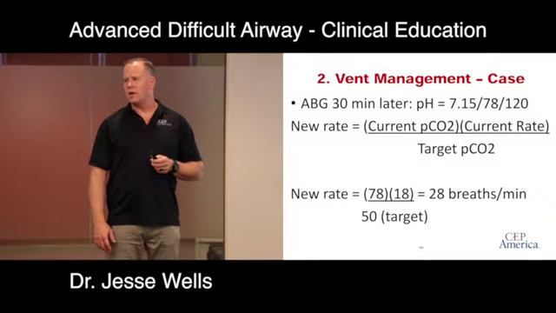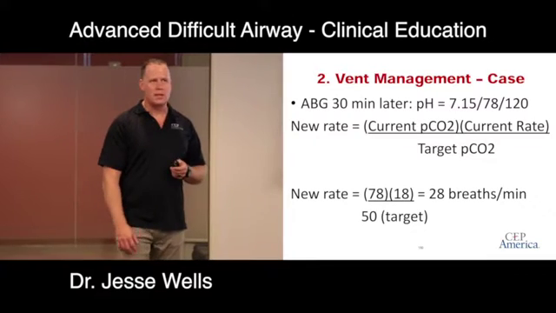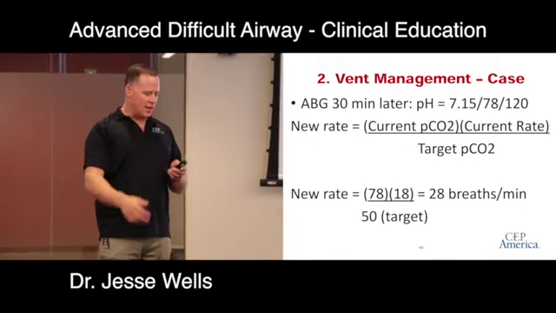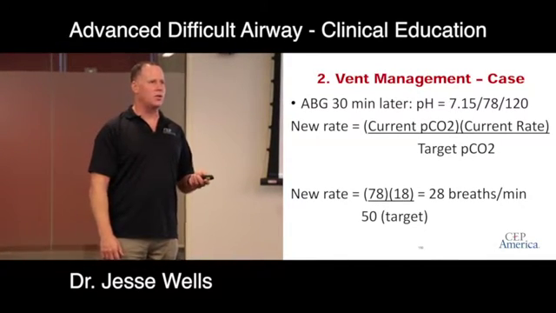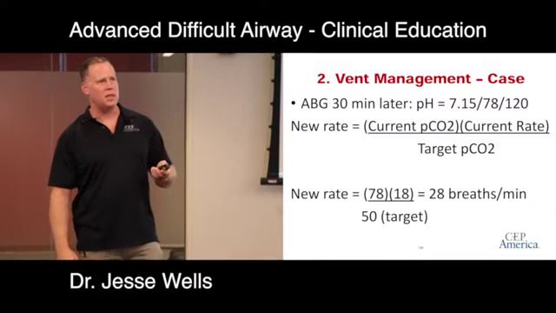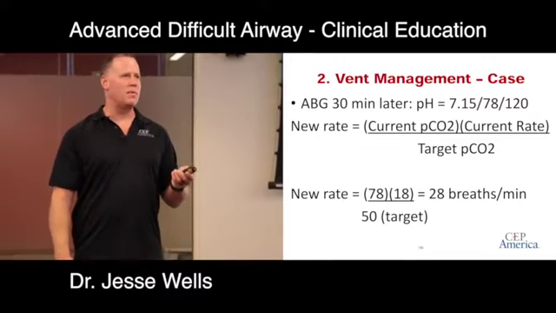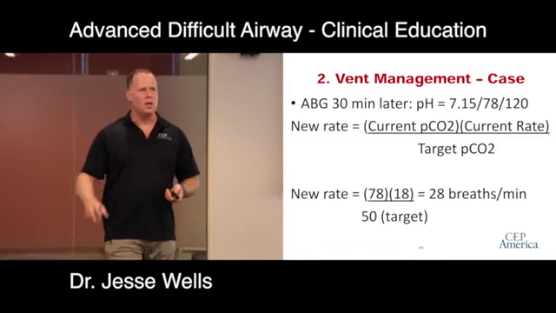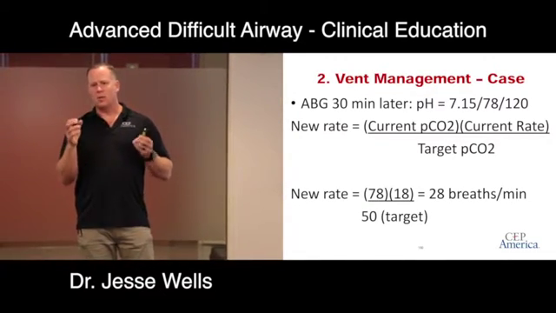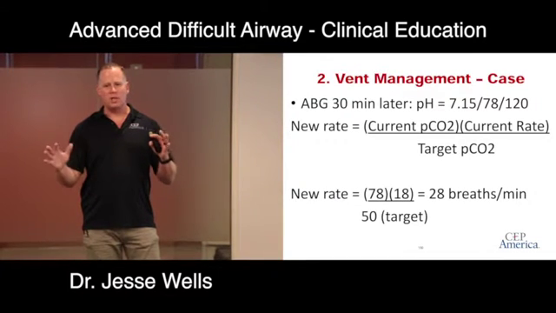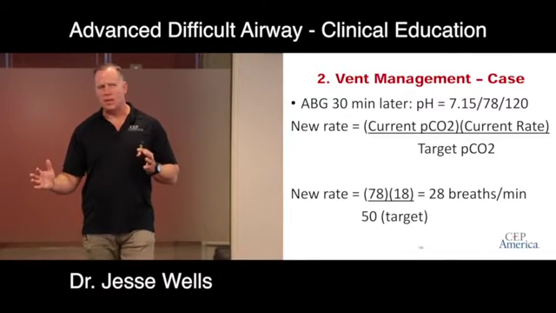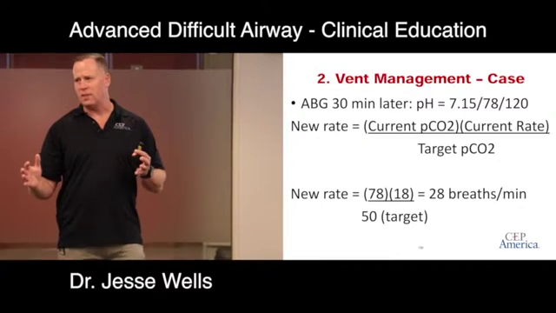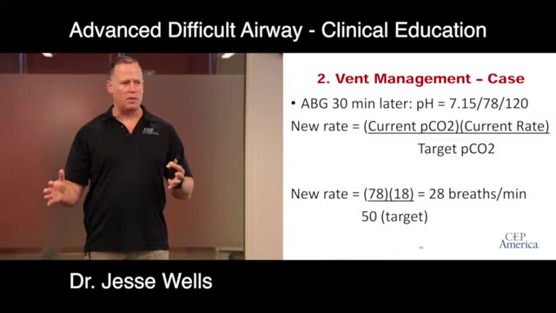35? Well, that's pretty aggressive. How about 50, 40, something like that. So you put that number in, do the calculation, and that gives you your new rate. So 78 times 18 divided by 50 gives us a new rate of 28. We could turn the vent up to 28 with that tidal volume, and all other things being equal, in 30 minutes our CO2 would be 50.